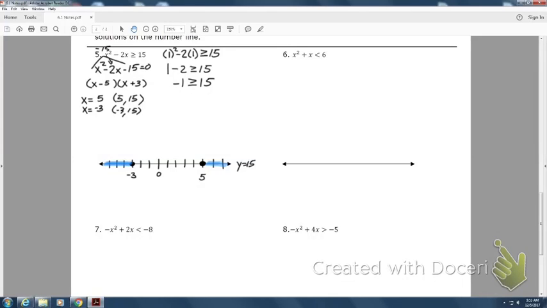Now, you need to be able to write the inequalities again that represent that shaded region. So this one over here would be all the values that are less than or equal to negative 3. This would be all the values that are greater than or equal to 5.